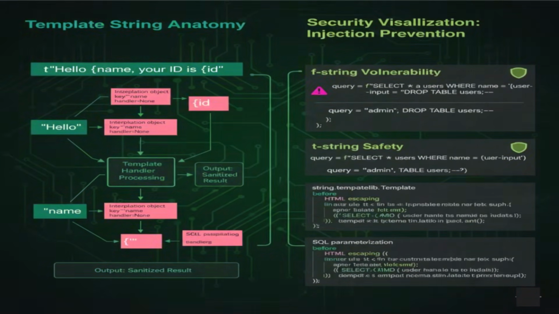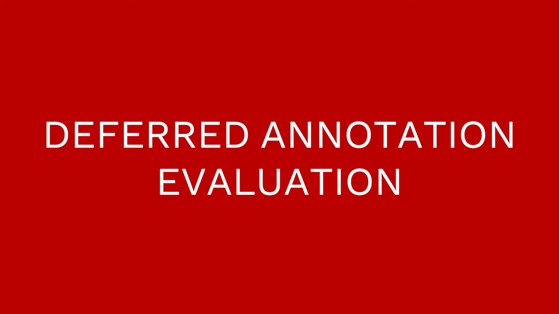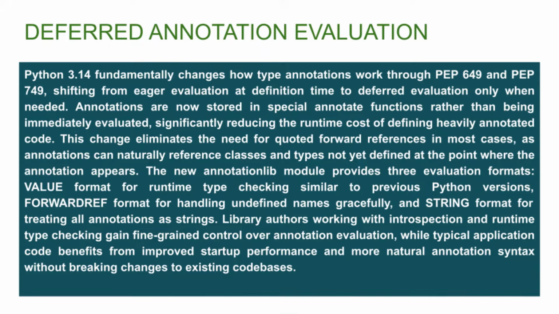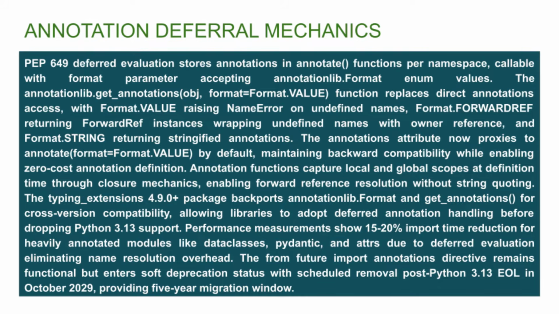Here's a change that might sound technical but has huge practical implications. Annotations are no longer evaluated when you define a function or class. Instead, they are stored in a special annotate function and only evaluated when something actually needs them. This is specified in PEP 649 and PEP 749. What does this mean for you? First, performance. Your code starts faster because Python isn't spending time evaluating type hints that might never be used. Second, forward references become trivial.